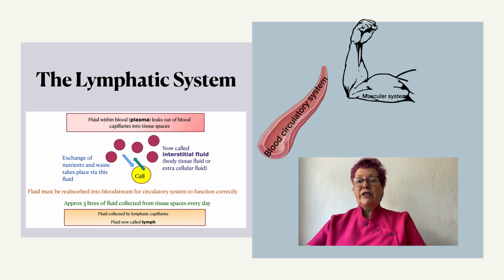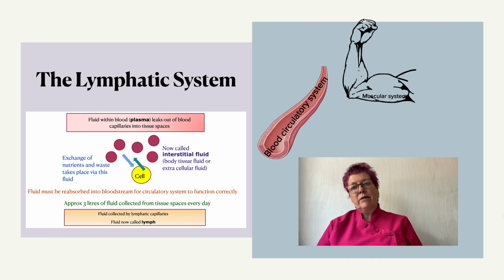Now all these lymph capillaries join together into bigger lymphatic vessels, and they make their way then to one of 2 ducts. We have 2 ducts, left and right lymphatic ducts. These then transfer the lymph back into the blood circulatory system via the left and the right subclavian veins. Subclavian, if you think sub, below, clavian, clavicle, so just below the clavicle there. The lymph then re-enters the blood circulatory system and everything returns to normal.